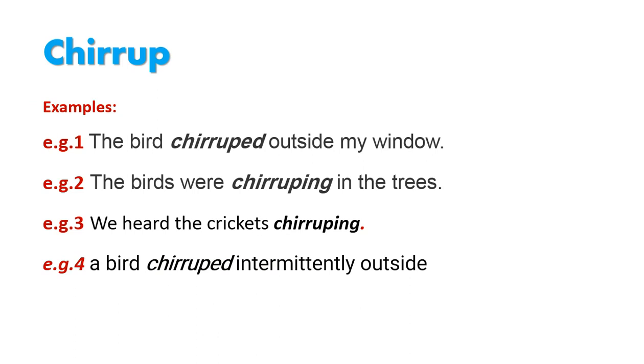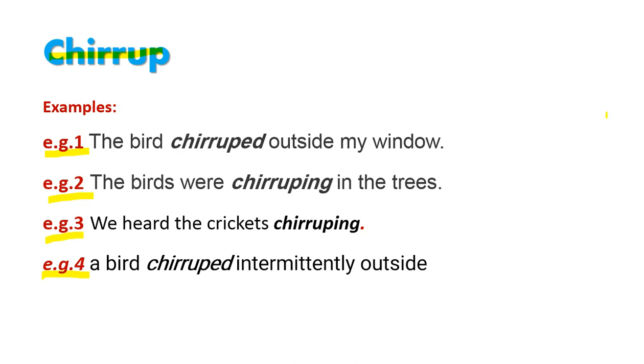Chirp. This is the example. The bird, you read the word and the examples, any one of them. The bird chirruped outside my window. The birds were chirping in the trees. We heard the crickets chirping. A bird chirped intermittently outside.